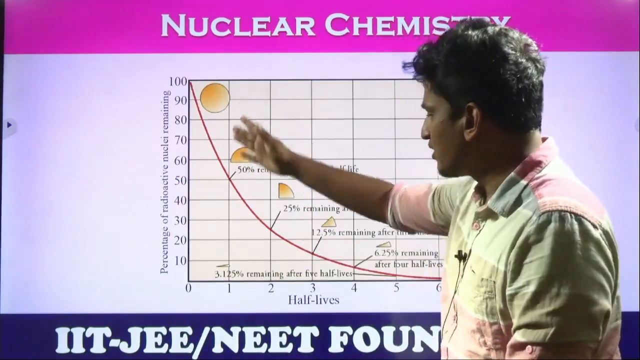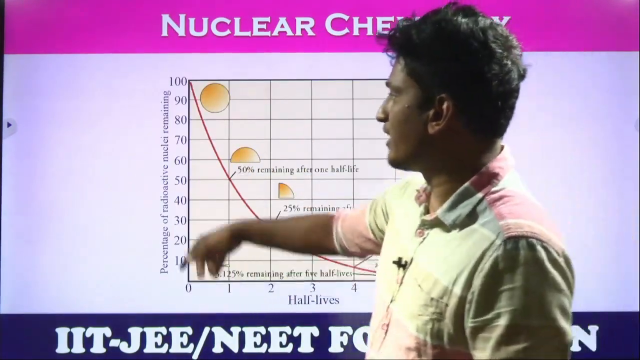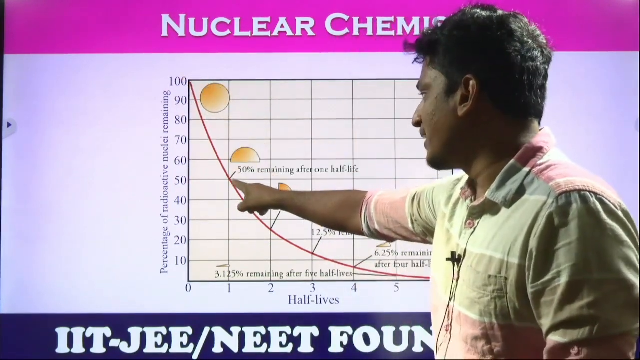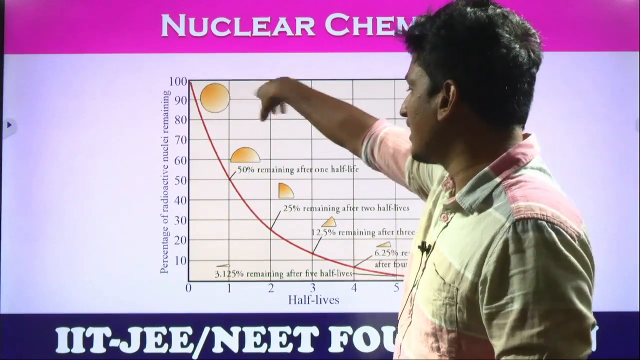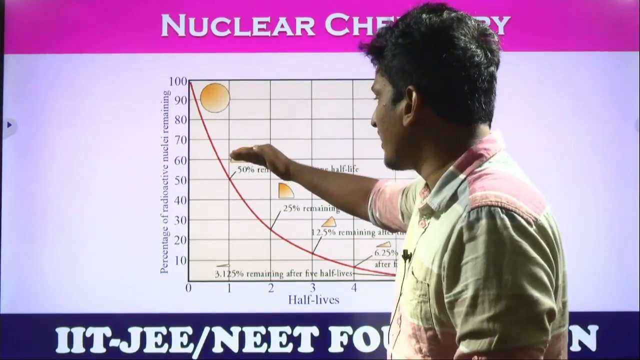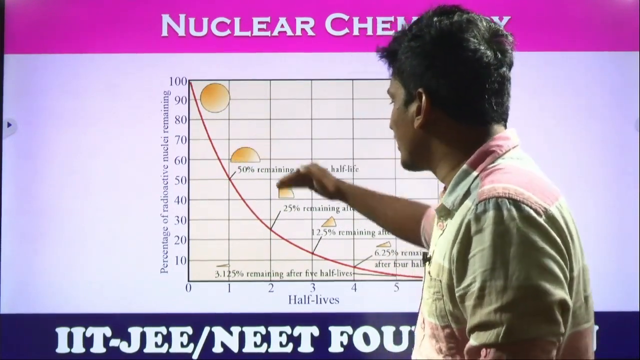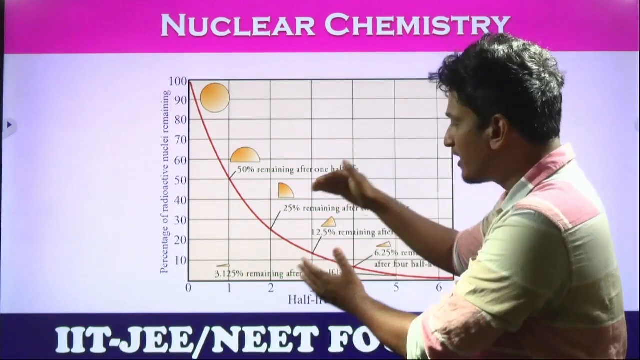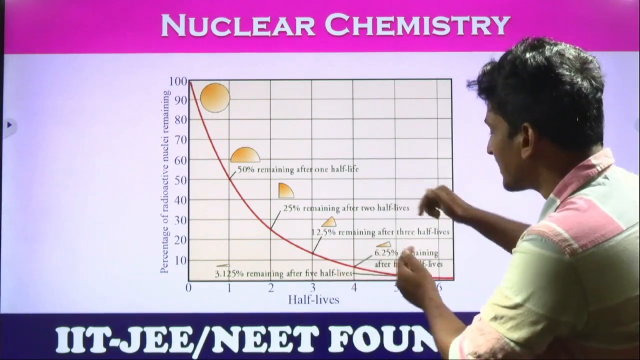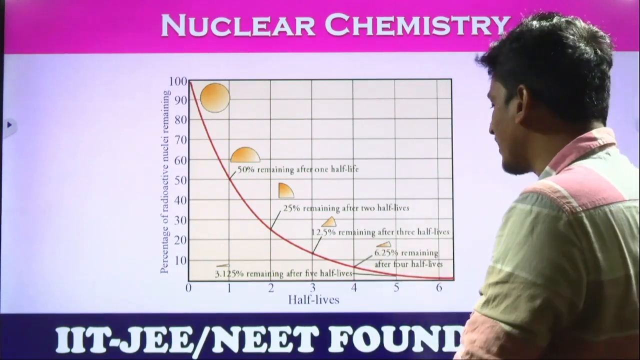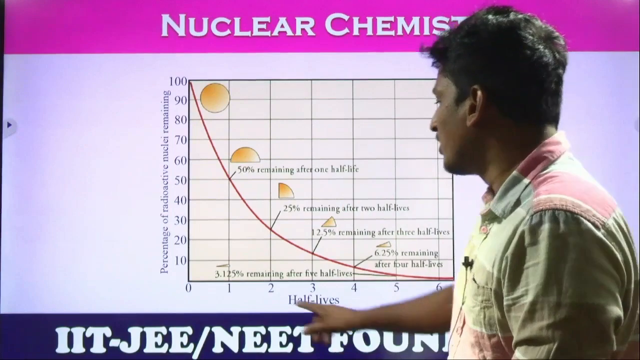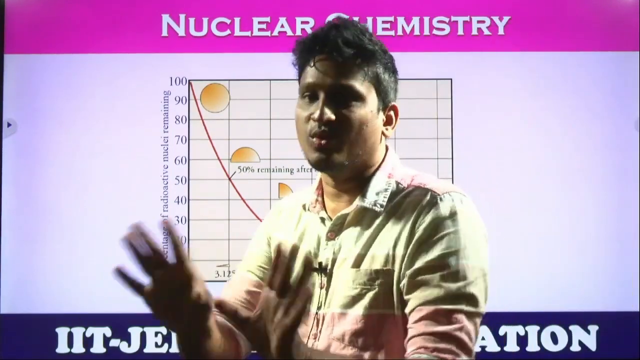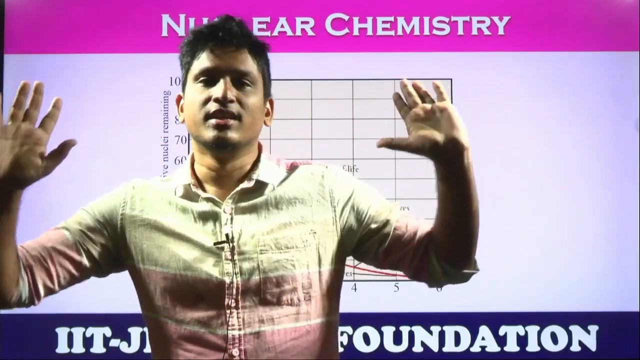So we have a graph here, half-lives and the percentage of radioactive isotope left. Initially we have 100 grams. Look here, 50%. Look at the circle representations given, 50% remaining. And from 50 to 25%, 2 half-lives. This is 1 half-life, 2 half-lives. From 25 to 12.5, 3 half-lives. From there to 6.25%, that is 4 half-lives, and it continues. So 3.125% remaining after 5 half-lives. That means, is it left? No. That also undergoes disintegration.